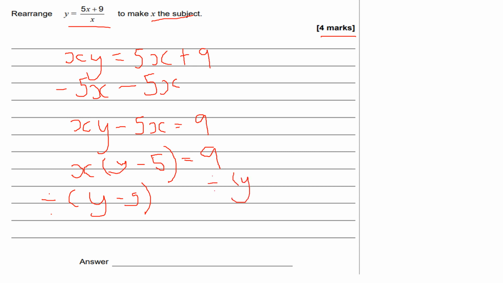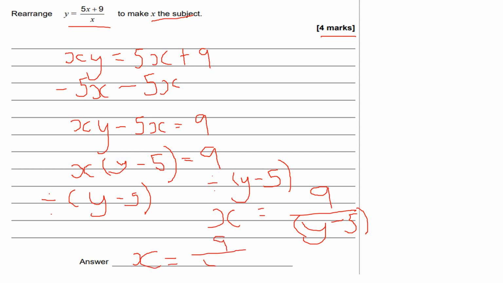This is always the method that you would do in the exam if the subject appears twice. What do I mean by that? If that letter appears on the top and bottom of your fraction and there's no way of separating it out, you would follow this method. So x is equal to 9 all divided by y minus 5. That would be your final answer: x is equal to 9 over y minus 5. And that'd be the answer for that question.